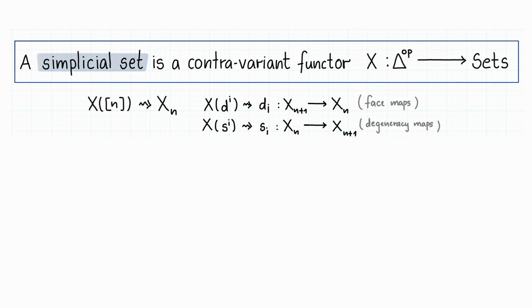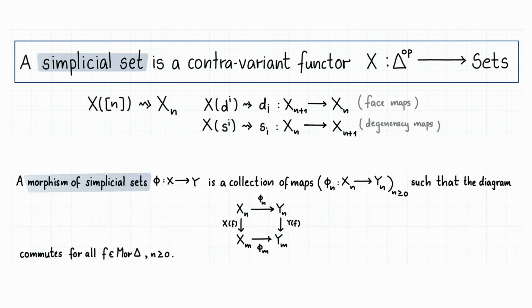So is it the same as the definition we had before? It is, because the d upper i and s upper i satisfy the simplicial axioms that were mentioned. So X of d upper i and X of s upper i will also satisfy the simplicial axioms. So we do get back the definition that we talked about in the beginning.